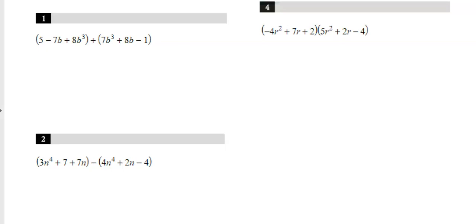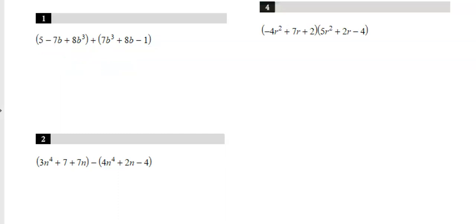So number one, I noticed this is addition. When you're adding two polynomials, you're just gathering up like terms. So I'm going to put the b to the thirds together. So 15b to the third. Looks like we have negative 7b, positive 8b. So that's a positive 1b. And then finally our constants. We have a positive 5, a negative 1. So that looks like it'll be plus 4. Typically we put them in order of descending powers, but it's not super critical.